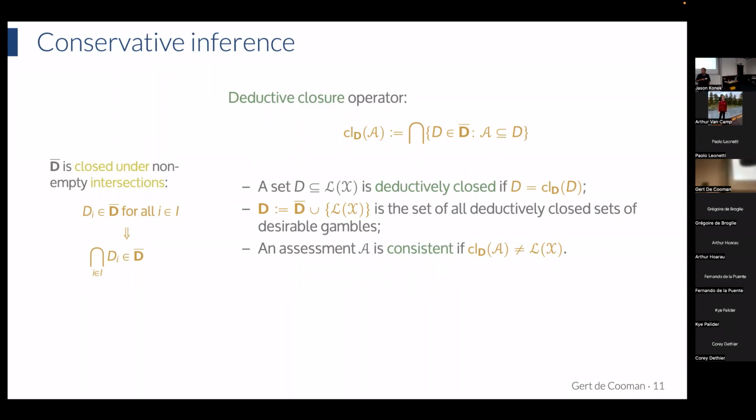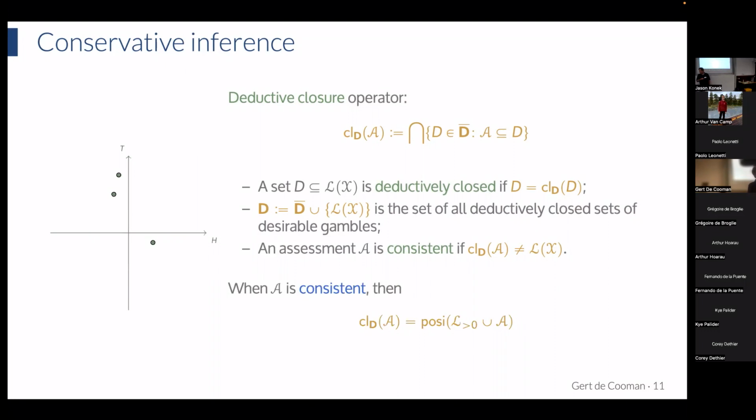This is a long slide. And then the funny thing is, there's actually an expression for this. When an assessment is consistent, then its closure is actually the smallest convex cone that includes my assessment and all the positive gambles. L greater than 0 is all the positive gambles. I add the assessment and I take the smallest convex cone that includes this.